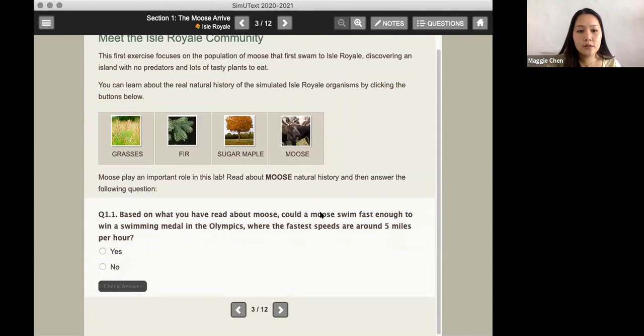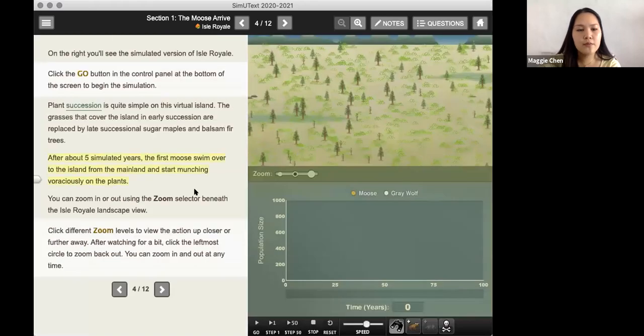In the third slide, we can click on different buttons to get background information on different species like grass, fir, sugar maple, and moose. And when we click on that, we're just going to answer a couple of questions about these organisms. But if we go on to the next slide, that's when we're going to start looking at our simulation.